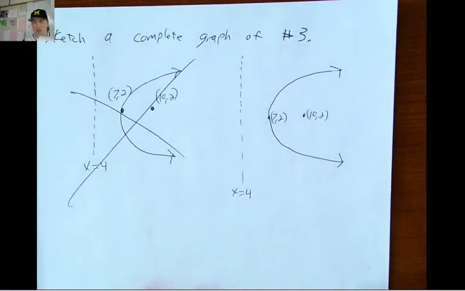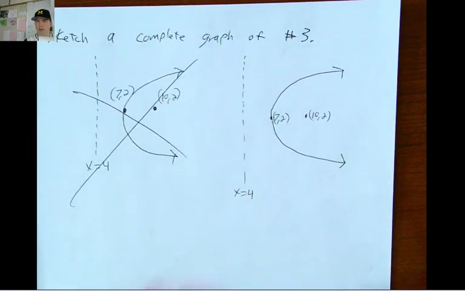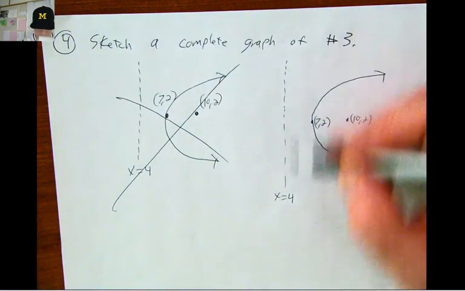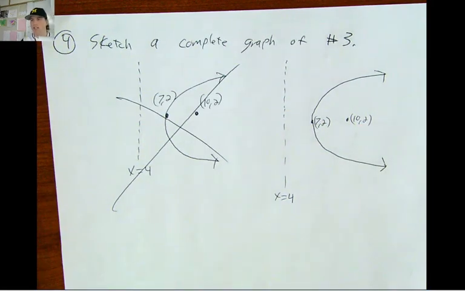Go Elliot. Yes, so to draw a complete graph at this stage of the game using the formal definition, you need to include the focus, the directrix, and the vertex in your graph. And as long as you have those 3 things, you have a complete graph. Alright, those are parabolic conics. I hope you found this lesson enjoyable.